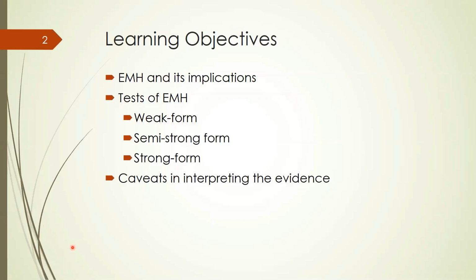trading strategies. And also, we're going to introduce a set of evidence as tests of the efficient market hypothesis for the three different forms: the weak form, the semi-strong form, and the strong form EMH. Finally, we are just going to discuss the caveats in interpreting the evidence that's against the efficient market hypothesis.